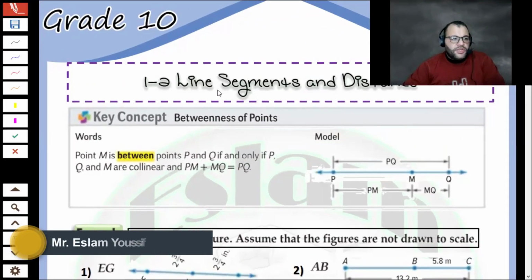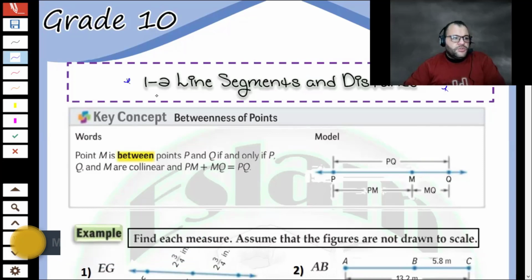Our lesson today is about the line segment and the distance. The distance between any two points lies on the line segment. Suppose that we have PM equals 5 and MQ equals 3. To find the length of PQ, we can say that it equals 8 centimeters. We just add the two small parts. If you want to find the length of the largest part, you need to add only the two small parts.